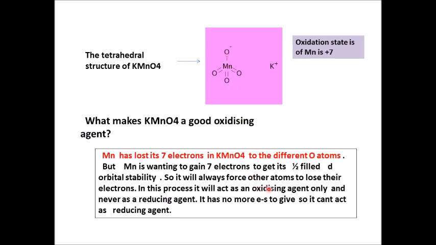Now it has empty orbitals. It wants to regain its half-filled d orbital stability. So it will compel other atoms to lose their electrons. In the process it will oxidize them and itself get reduced. So MnO4- acts as a good oxidizing agent only and not as a reducing agent, because it has no more electrons to give after it has given the 7 electrons to the oxygen atoms.